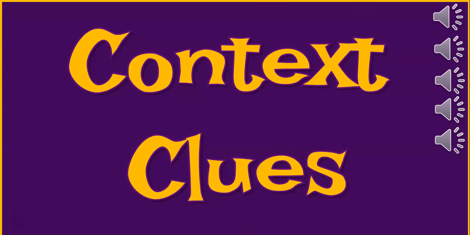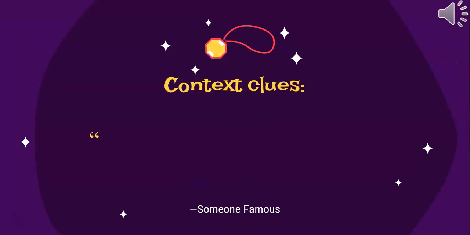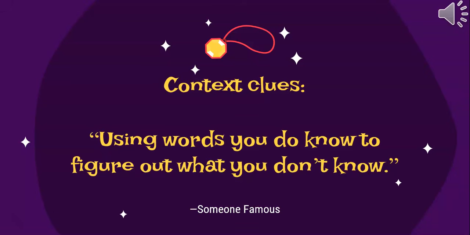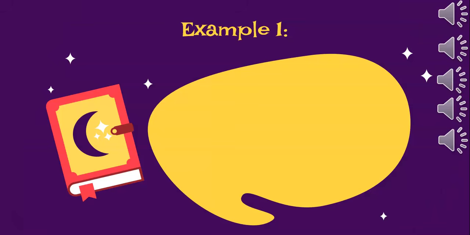If you know how to find and use the appropriate context clues, there are very few words that you can't figure out. You're using context clues when you use words that you do know to figure out words that you don't know. It sounds like it wouldn't work, but it really does. So let me give you an example.